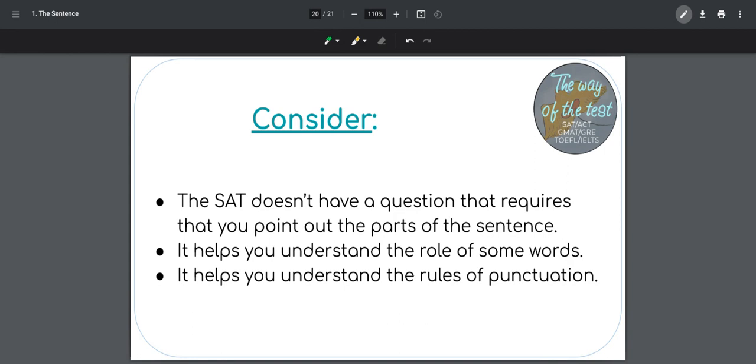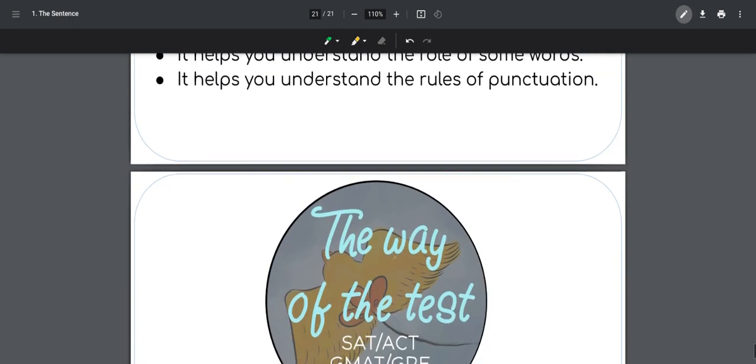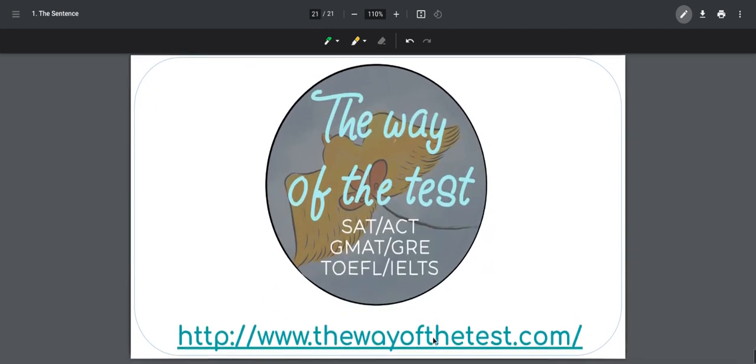So when we start analyzing questions from the grammar section in the reading and writing, we are going to analyze things in terms of what is the subject, what is the verb, what is the complement, what is the modifier. Now, I don't require that you memorize those names, but you do have to know their roles. Okay, so this is the end of the first video, and we're going to continue with the next topic.